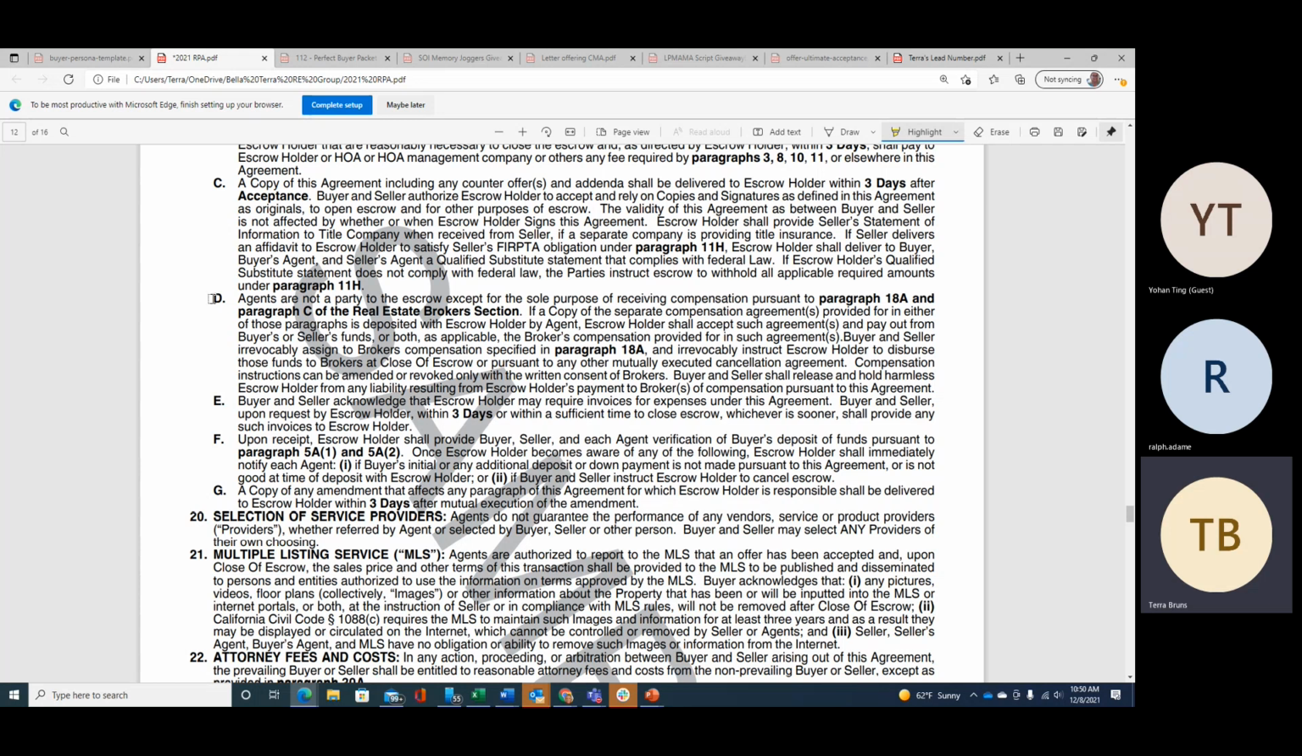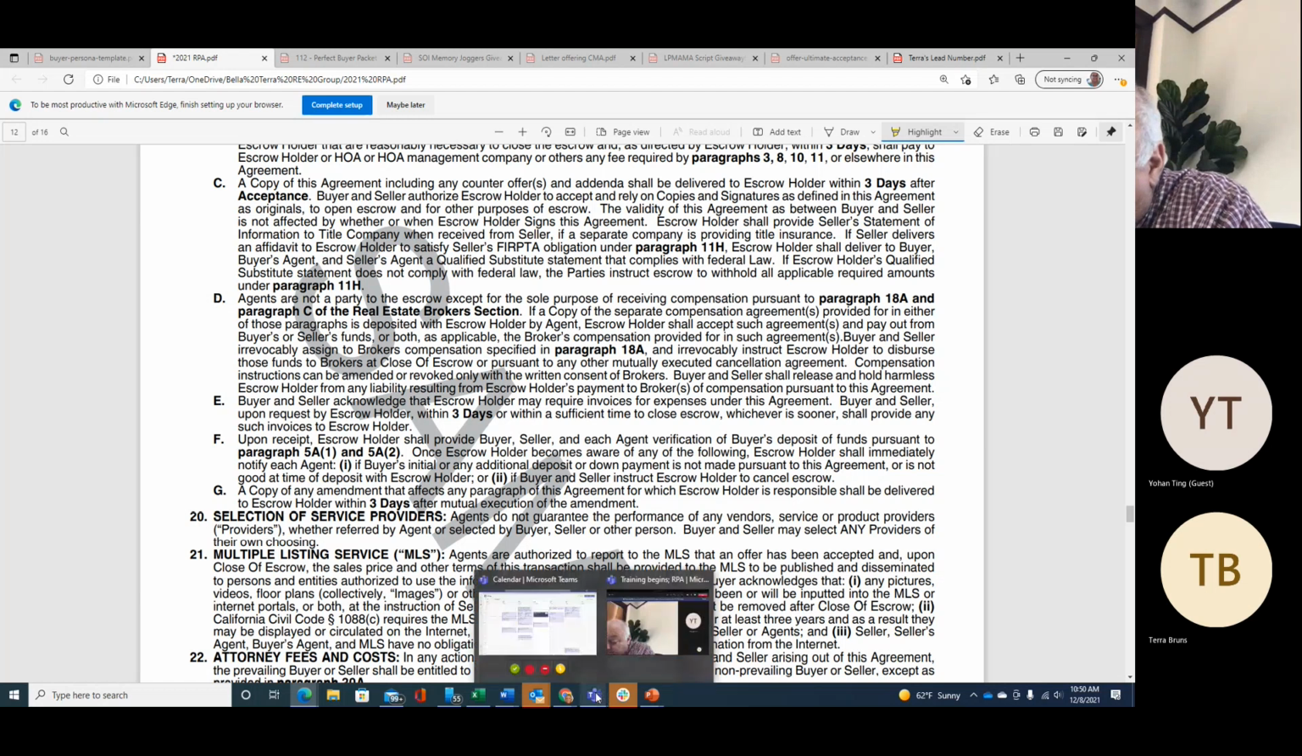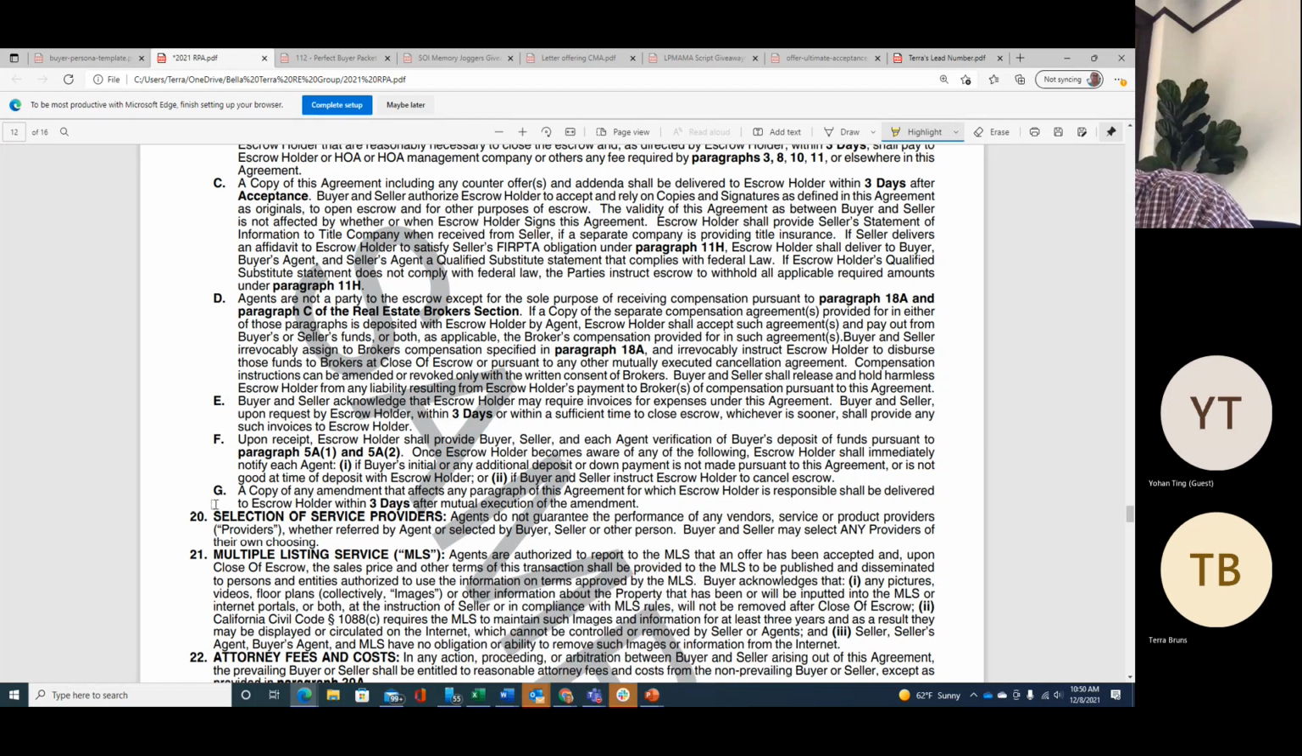Okay. Letter D, Ralph? Agents are not a party to the escrow except for the sole purpose of receiving compensation pursuant to paragraph 18A and paragraph C of the real estate brokerage section. If a copy of the separate compensation agreements provided for in either of those paragraphs is deposited with escrow holder by agent, escrow holder shall accept such agreements and pay out from buyer's or seller's funds or both as applicable.